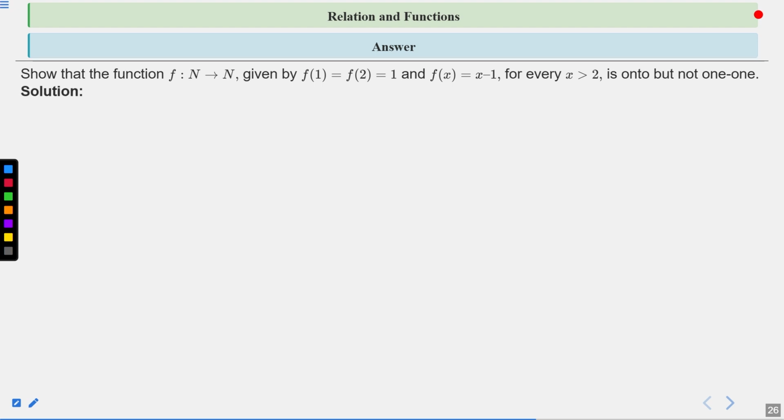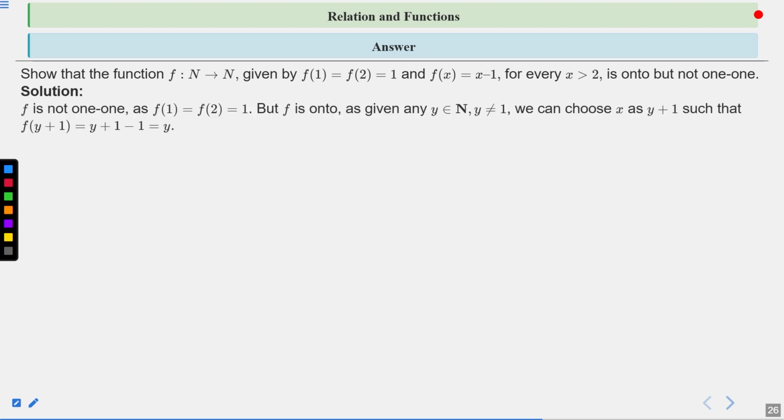So, solution. Very easy. It is already given that the output for 1 and the output for 2 are both the same, but 1 is not the same as 2. So it is not 1-1 directly. So we have two distinct inputs where the output is the same. In such a case, we say f is not 1-1.